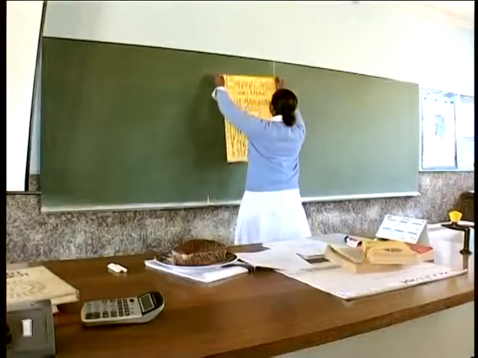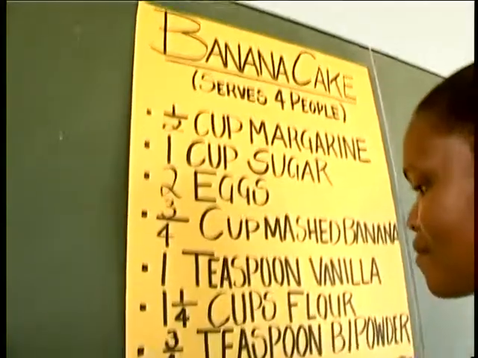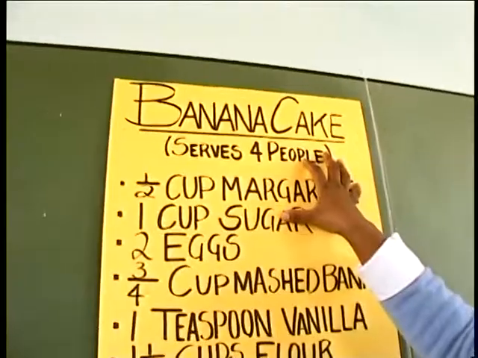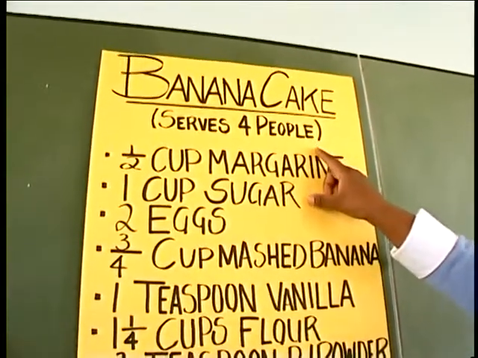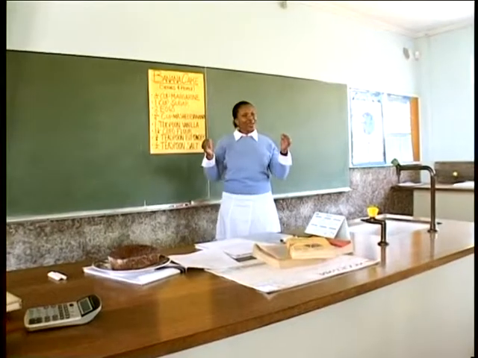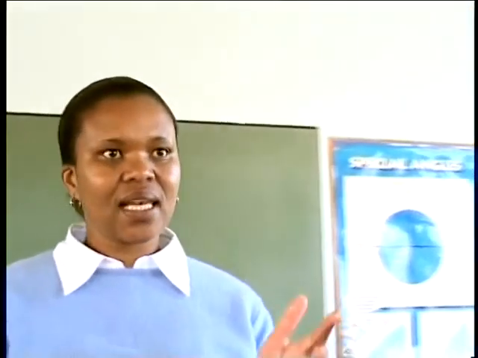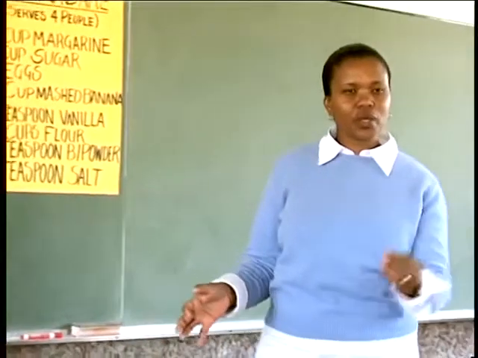Nomsa puts the recipe up on the board. Okay, here we have our banana cake recipe. And if you look, this banana cake is going to serve 4 people. Then how can we increase the ingredients to make the bigger cake? By adding more ingredients. No, you're very vague. We need more mathematical answer. We're gonna multiply everything by 5. How did you get your answer? I timed 4 people by 5 and it gave me 20 people.